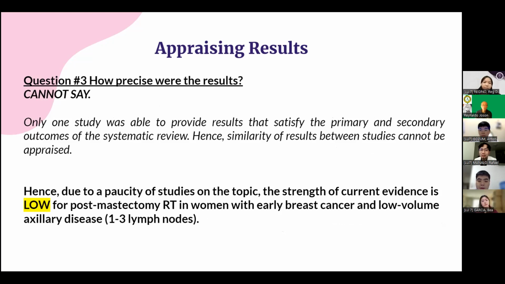Okay, so for the last question, we want to ask how precise the results were. Usually we look at this at the forest plot, but since only one study was able to provide results that satisfy the primary and secondary outcomes of the review, we still also cannot say how precise the results were. Hence, due to a paucity of studies on the topic, because this Cochrane review was done in 2023, the current strength of the evidence of doing post-mastectomy radiotherapy in women with early breast cancer and low volume axillary disease is low. So we have to take that into consideration when we inform our patient of this option after her mastectomy.